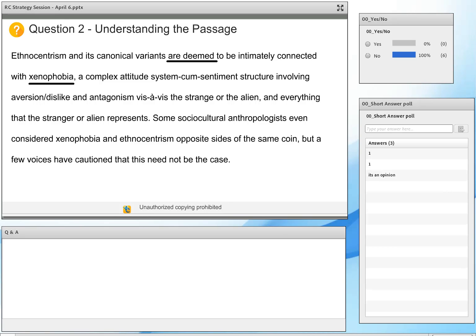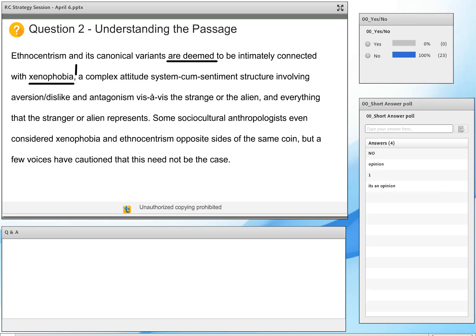So, do you think that this is a fact that EC and XP are intimately connected, based on this sentence, this part over here? No, it's not a fact. It's an opinion of some people. Some people think that EC and XP are connected. So this is the kind of analysis that you need to do when you read the passage.